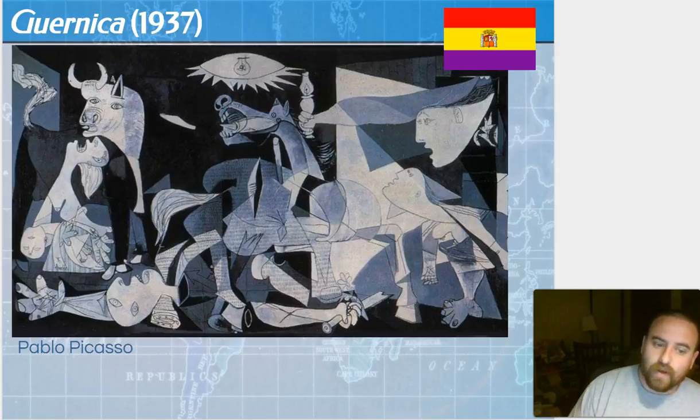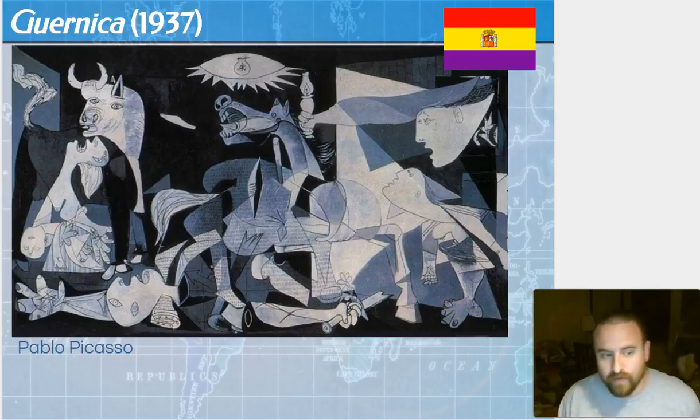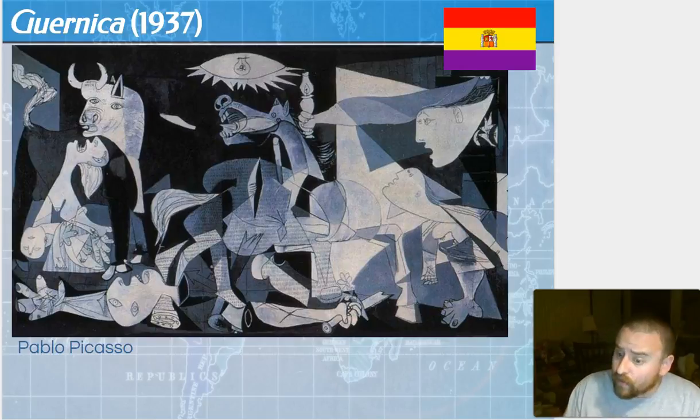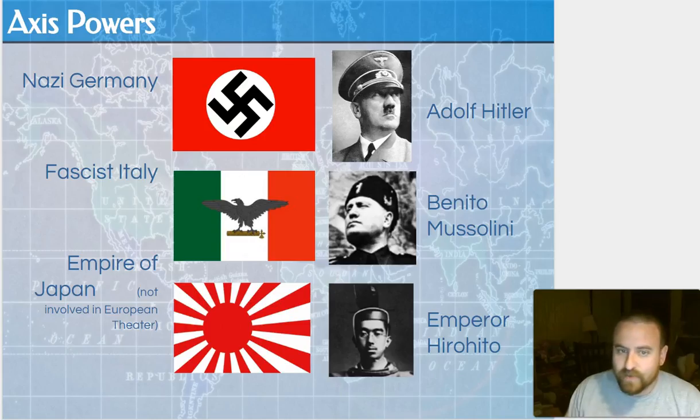So this is where you get Pablo Picasso's Guernica painting, which is a very famous painting, kind of expressing what it's like to be in Guernica while these German bombers are bombing the town. So let's take a look at the Axis powers and size up both sides.